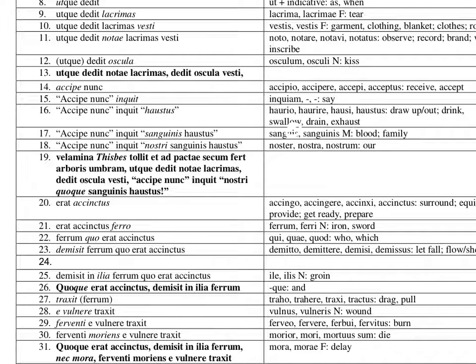Yeah, haustus is accusative. Nostri probably modifies sanguinis. The draining of our blood. That royal we again. Oh, yeah. Right? He does that. He's got a mouse in his pocket. The draining of our blood.